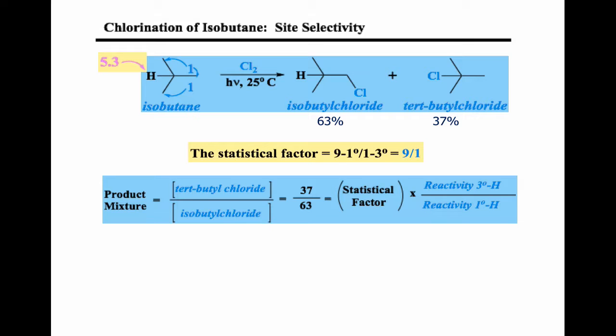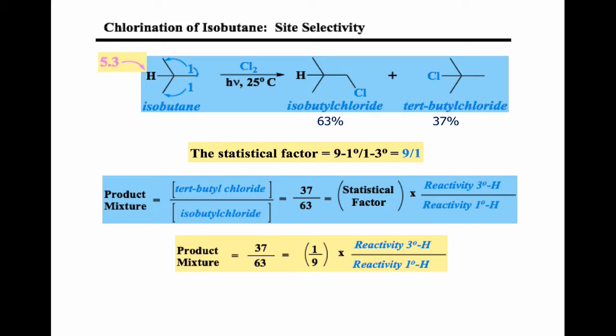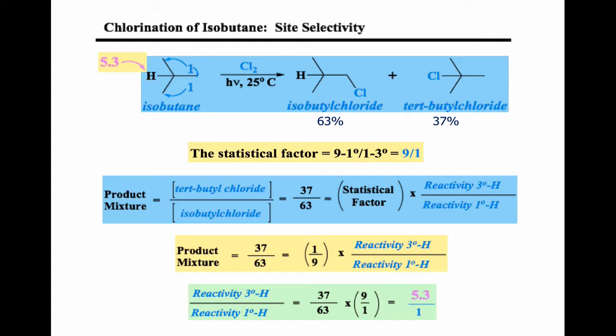And so I'm going to put, or they put, the tert-butyl chloride on the top, isobutyl chloride on the bottom. They know that that's a 37 to 63 ratio. The statistical factor and the reactivity of the tertiary to the primary. Okay? And so when you set this up, you can do the algebraic manipulation, and you can see that it's a 5.3 to 1. Okay, so a tertiary hydrogen in a chlorination reaction is about 5 times more reactive than a primary hydrogen.